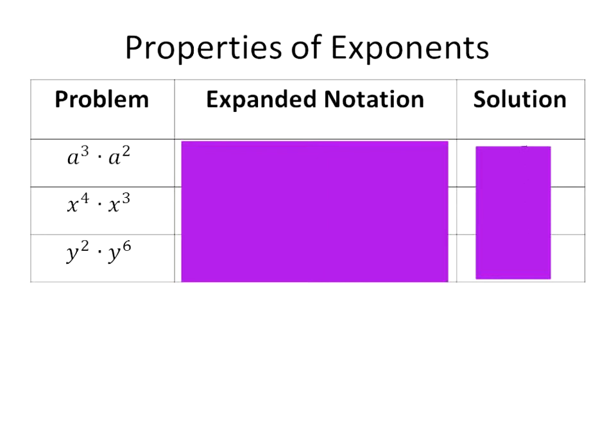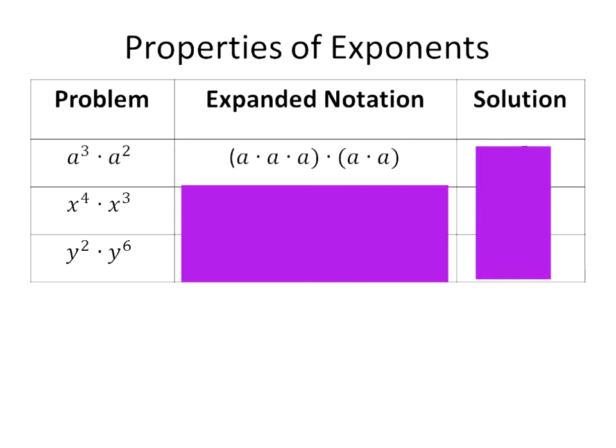So what I want you to do on these is write them out in expanded notation like it shows, and I'll give you an example of what that means, and then write down what the solution would be. So what would the solution for this one be? And that's because we have 1, 2, 3, 4, 5 A's being multiplied, right? So it would be A to the 5th.